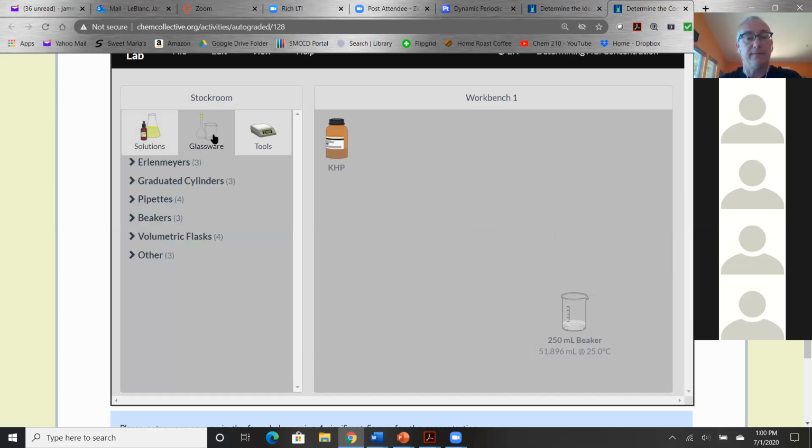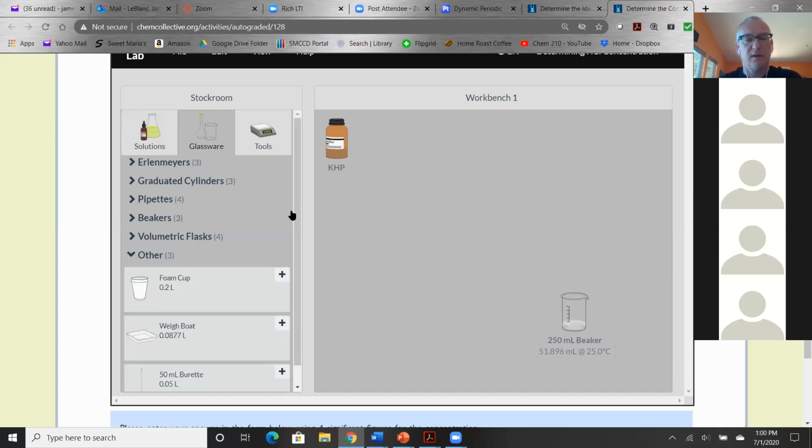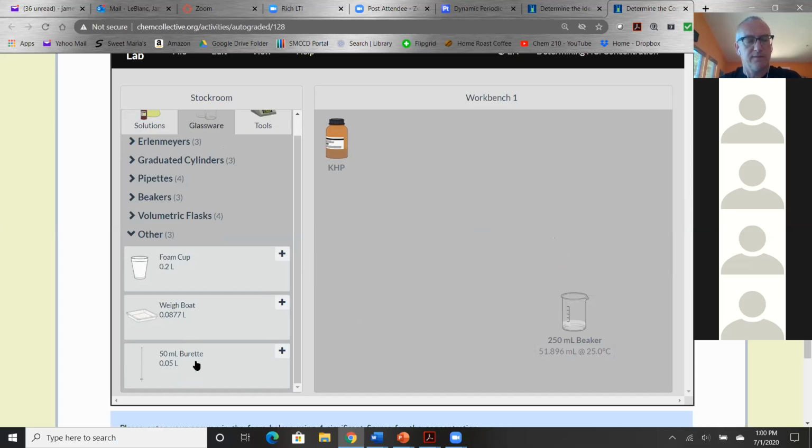You can put 2 mils, you can put 10 mils in if you want. Now I want to get my burette. So click on glassware, go to other, and I go down to 50 mil burette. That's what I want.